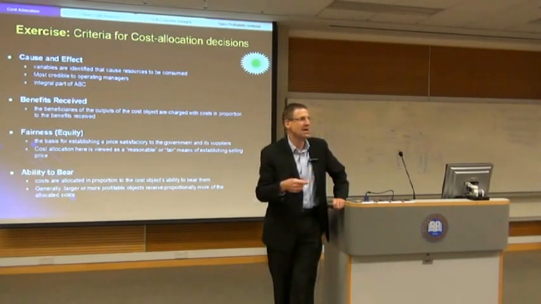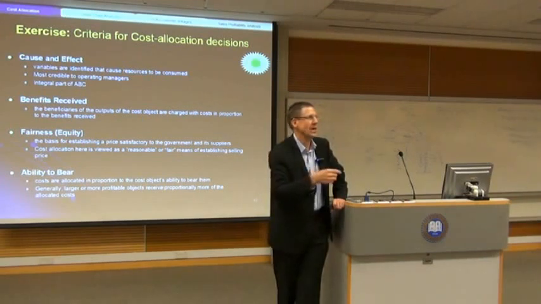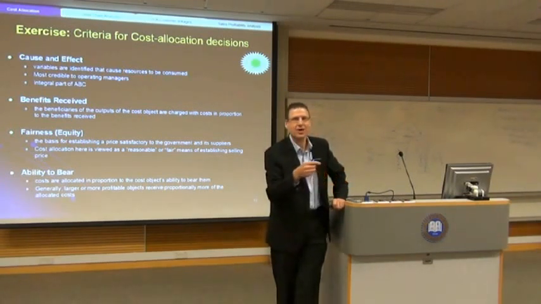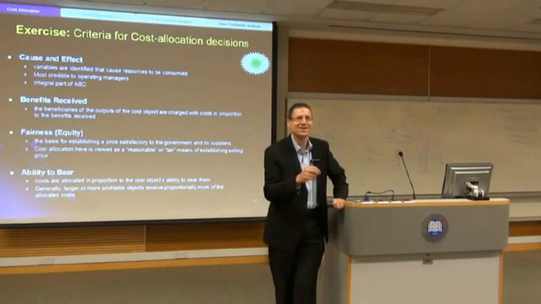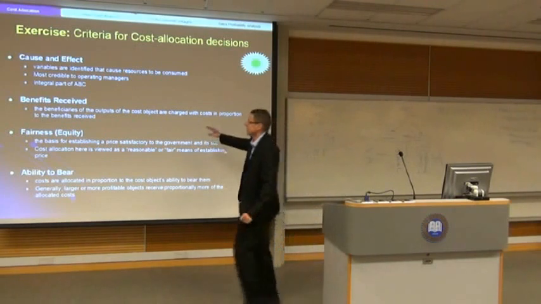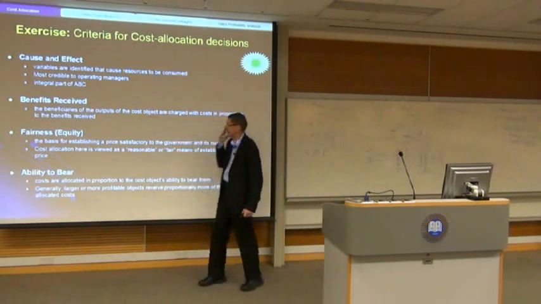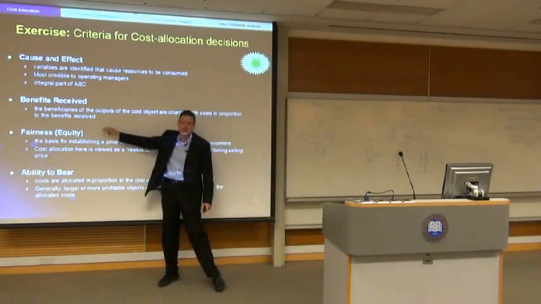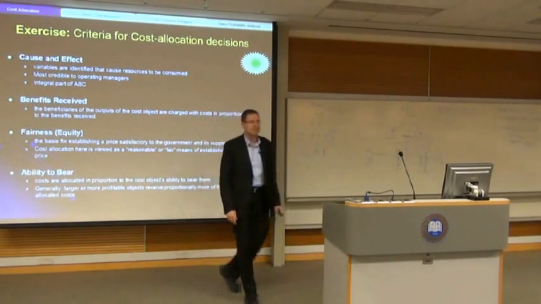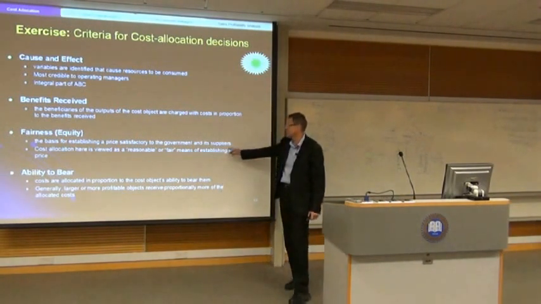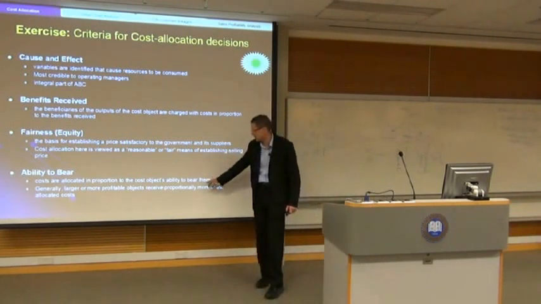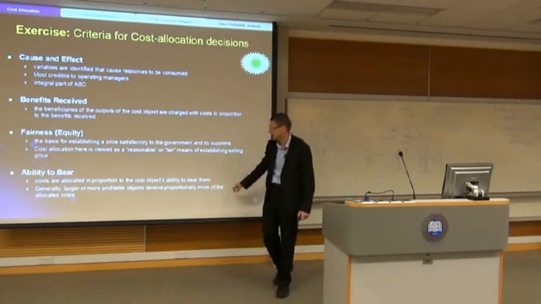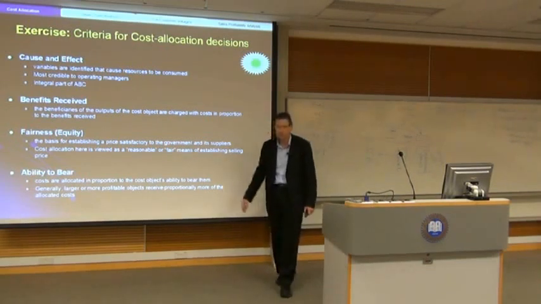Are you with me? Okay? Setups may cause more errors because you are starting and stopping more often. I'll give you an example in a minute. Benefits received: beneficiaries of outputs of the cost object are charged with costs in proportion to the benefits received. Fairness and equity: the basis for establishing a price satisfactory to the government and suppliers. Ability to bear: costs are allocated in proportion to cost objects' ability to bear them. Generally, larger and more profitable objects receive proportionally more of the allocated costs.